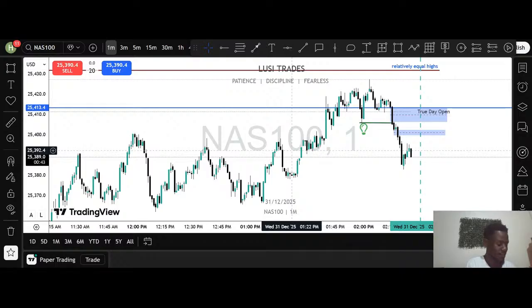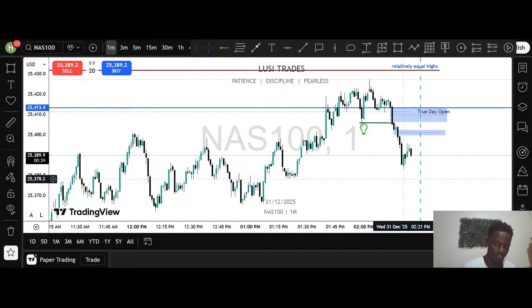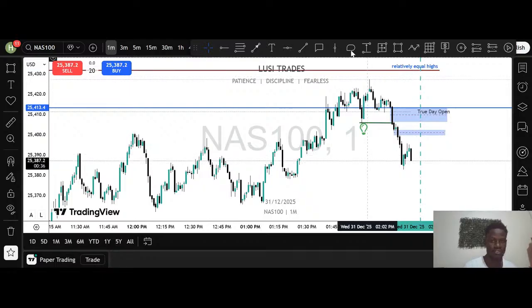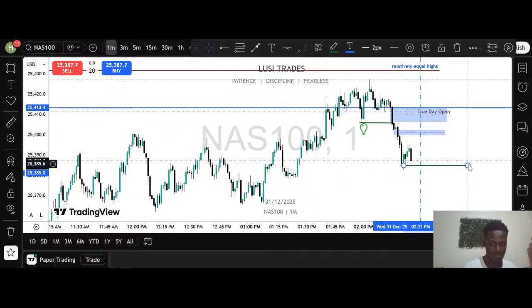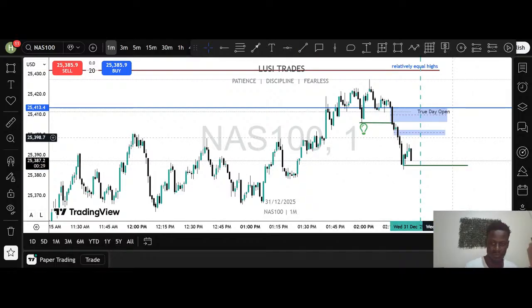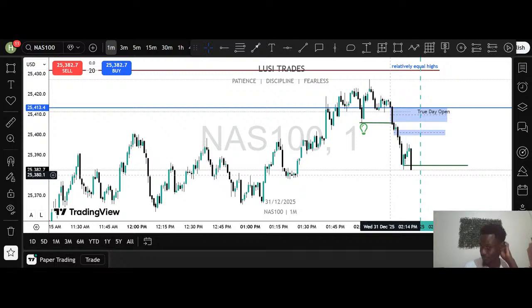For the next 5 minutes, we want to see what happens. If we trade below this level, there's going to be a bearish order block. So we'll anticipate for these two levels to hold price going lower once we trade below it.